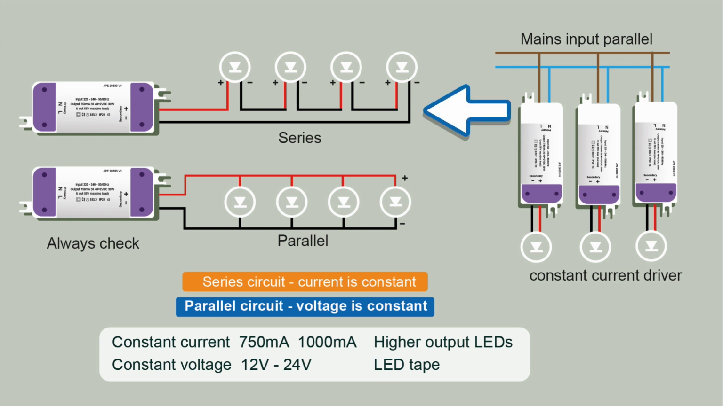You have your series circuit and you have your parallel circuit. In a series circuit, current is constant. In a parallel circuit, voltage is constant. PVC. That's how I remembered it. Remember one, you remember the other one. And just because you've got a constant current driver doesn't mean it's in series. The mains input could be in parallel. Most LED lights have their own individual driver.